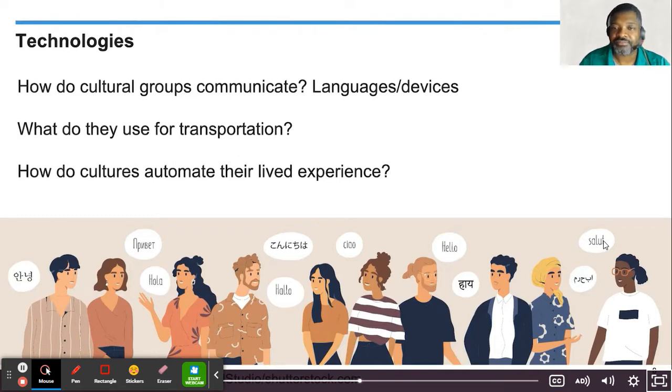transportation networks. How do cultures automate their lived experience? I'm talking about in terms of experiences in a culture that resonate deep within the participants and bring a sense of nostalgia, like visiting a place that specializes in norebang, aka karaoke in Seoul, or samba in Sao Paulo.